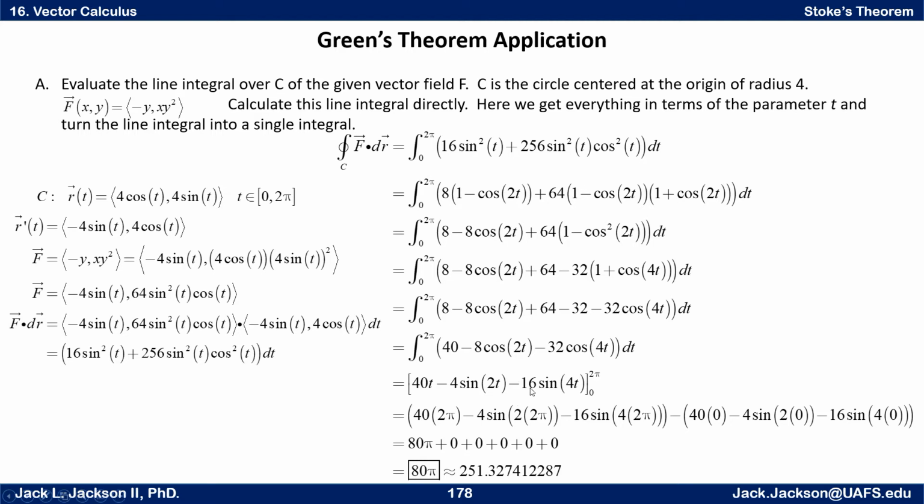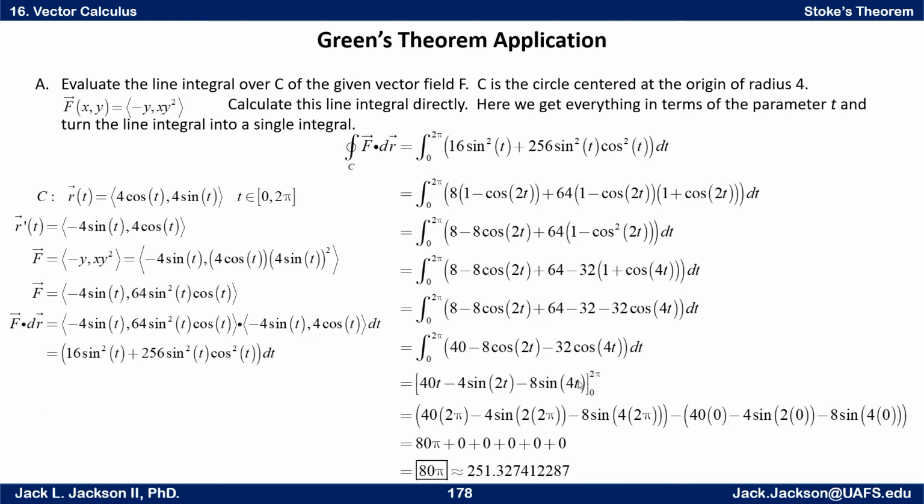Let's see, 1/4 of that should be not 16, but 8. Let's fix that. Okay, fix that there. So let's check it again. The derivative of sine of 4t is cosine of 4t times the derivative of 4t, which is 4, times the negative 8 is negative 32. Okay, that checks. Okay, evaluate from 0 to 2 pi.